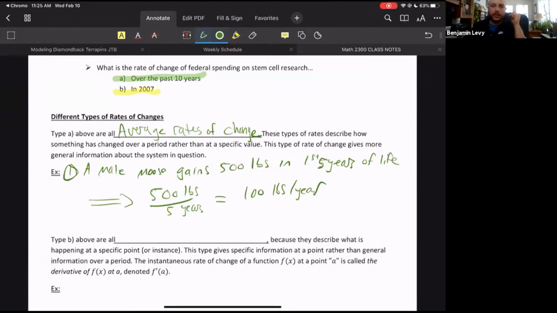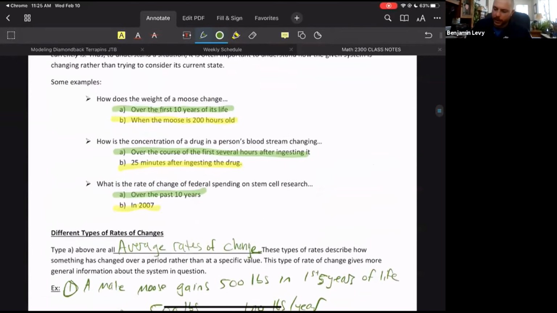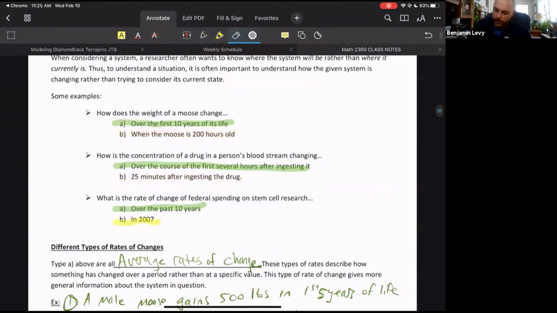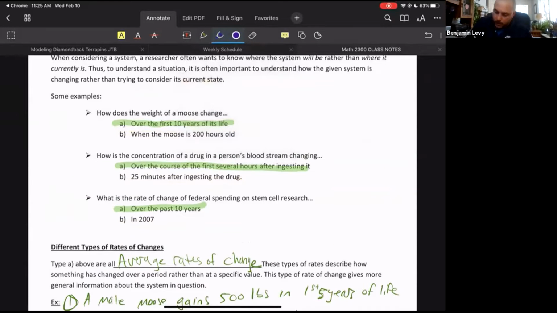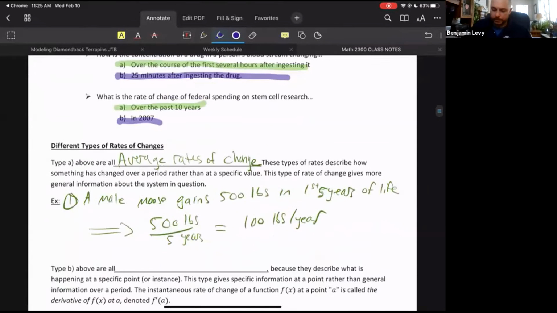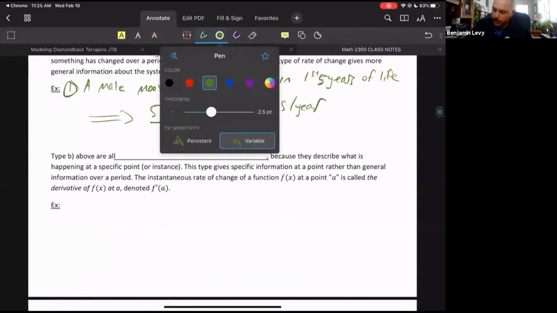Let's contrast that with type B, right? Type B, and maybe I should use a different color. I'm going to go back up here and use blue just so we can write in blue. It's not easy to, oh, maybe purple's fine. Can't really write in purple or yellow ink.